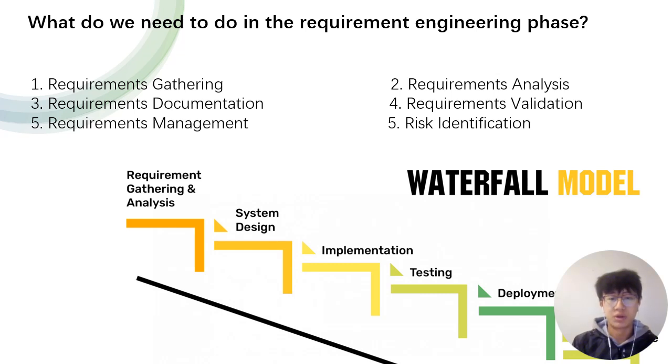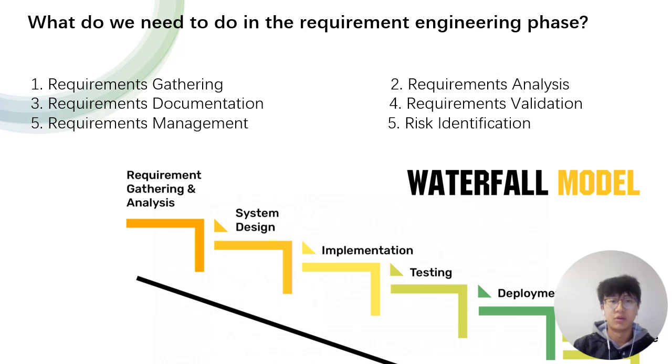The second one, requirements analysis. We need to organize, analyze, and categorize the gathered requirements to ensure a clear understanding of what the clients need. Identify the feasible ones and prioritize the requirements. Distinguish between must-have and optional features. You know, some functions are very important, we must have them, and some functions are not very important. We can put them later.